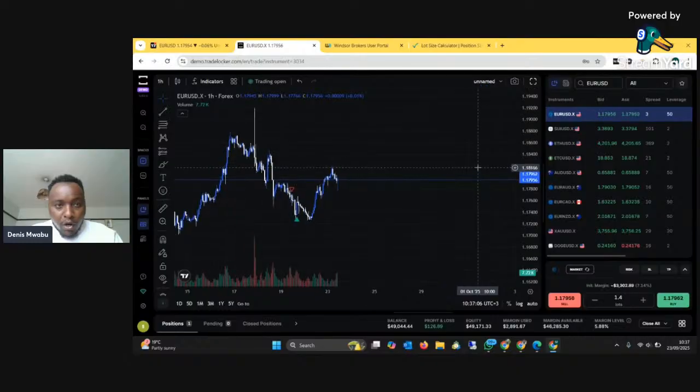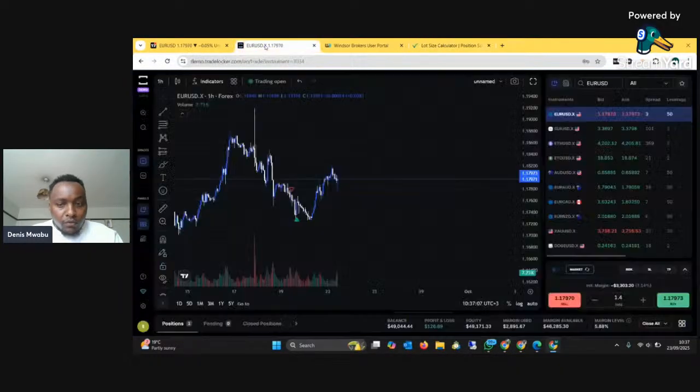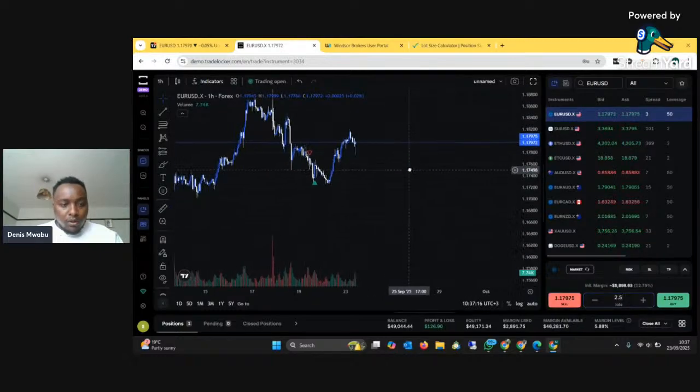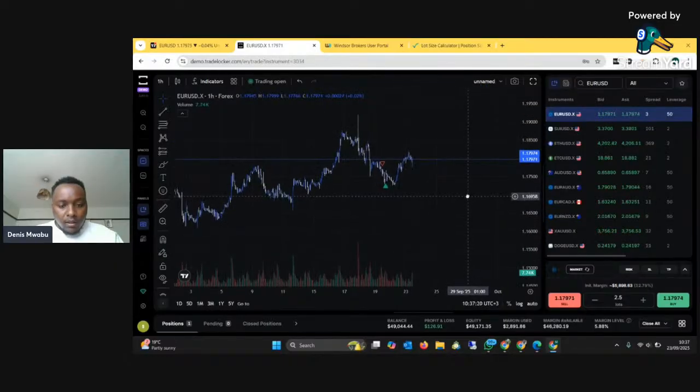We are looking at buying with the lot size of 2.5. We have decided that this is a good buy for us.